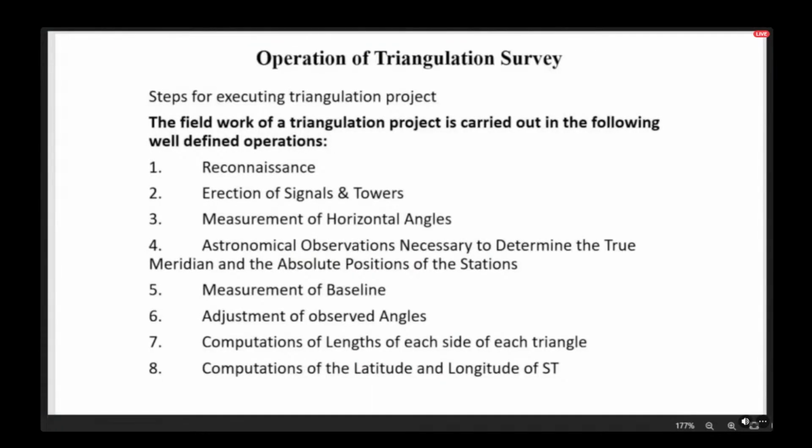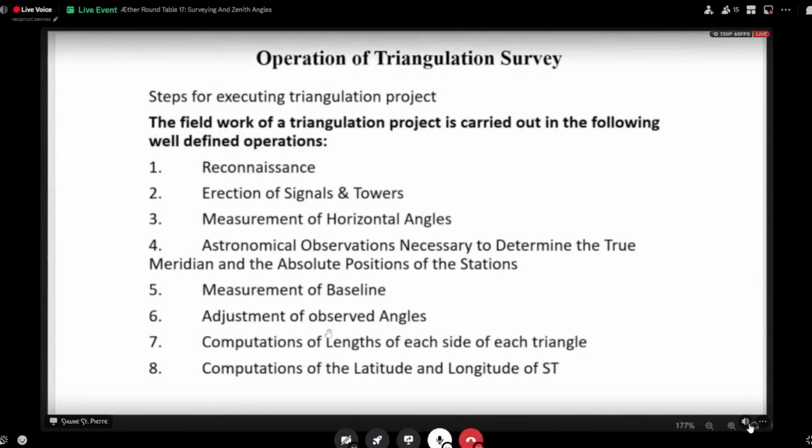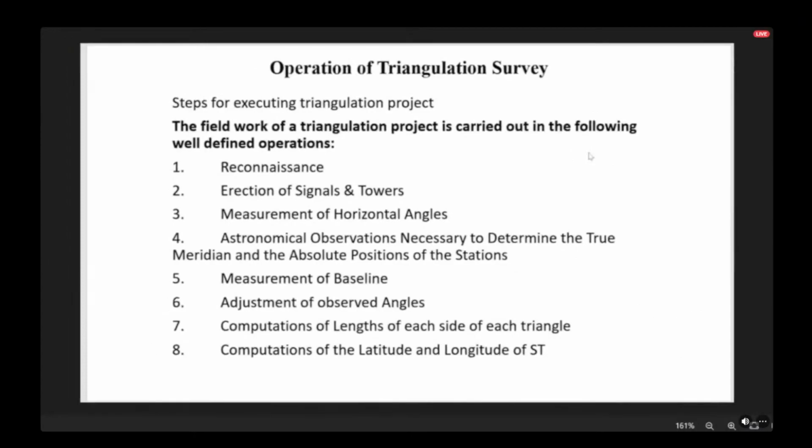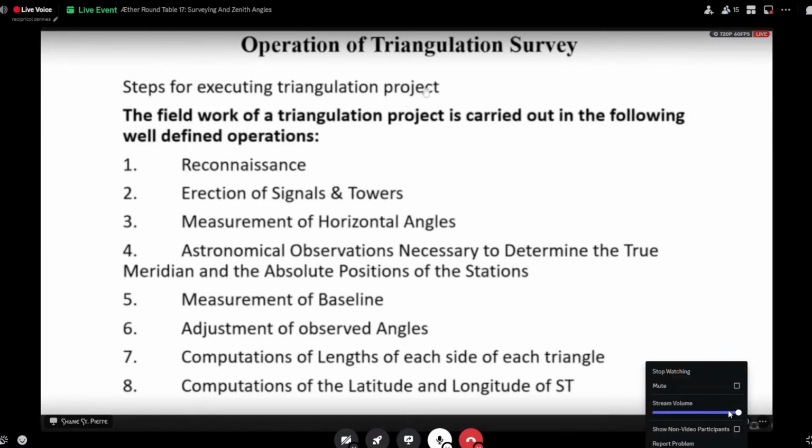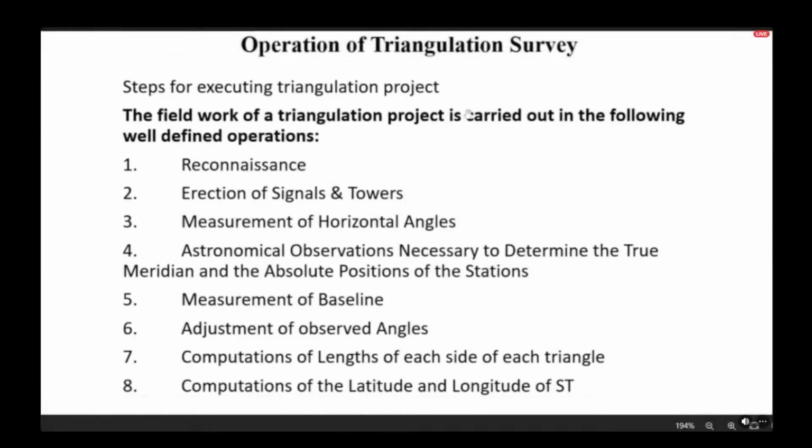And before we dive in to the American arc of the parallel, let's take a look at what we can expect to find from the basic steps of what they were trying to accomplish, right? So the fieldwork of the triangulation project is carried out with reconnaissance, correction of signals and towers, measurement of horizontal angles, dropping plumb bobs, perpendicular measurements, astronomical observations necessary to determine the true meridian and absolute position of the stations, measurement of the baseline, adjustment of the observed angles, I guess based on the last few things, computations of lengths of each side of the triangle, and finally, my favorite part, the computations of the latitude and longitude.